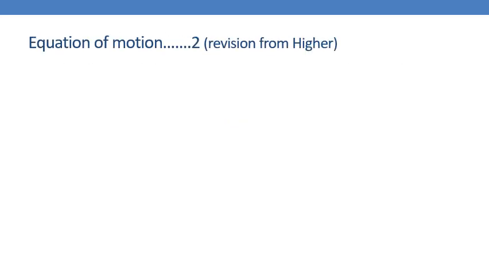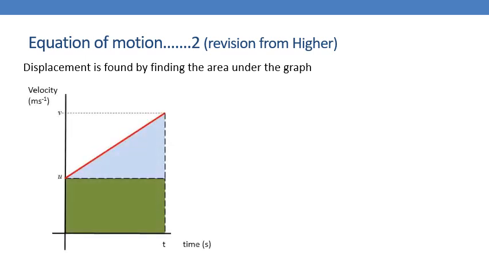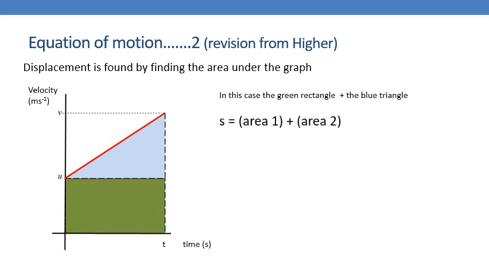The second equation of motion, you didn't have to know this for Higher, but we did go through it at the time. So the displacement is found by finding the area under the graph. If we have a velocity-time graph like this one, then calculating the area underneath the graph gives you the displacement. At National 5, we did that by looking at the triangles and the squares. At Higher, we did that using our relationship. So our displacement s is area 1 plus area 2.